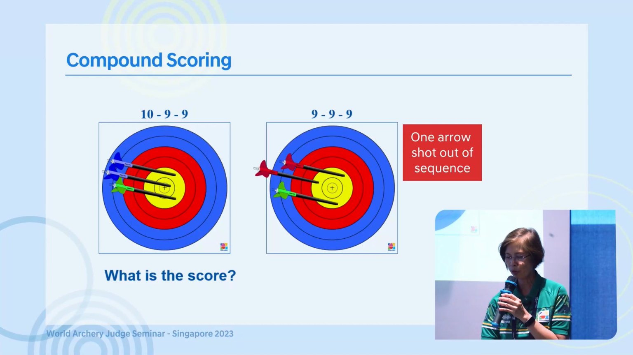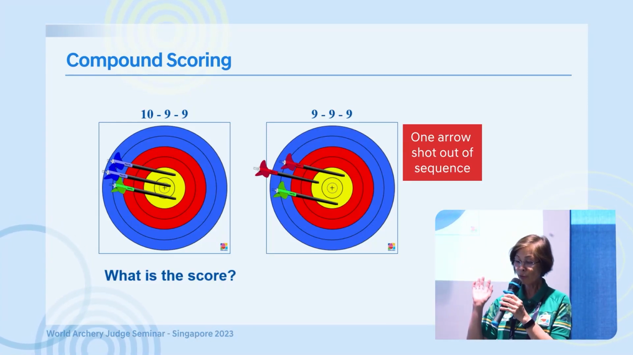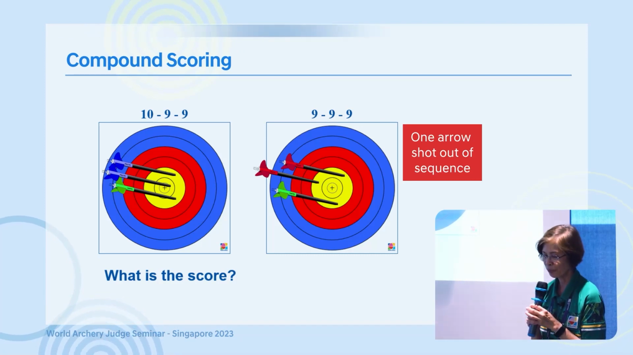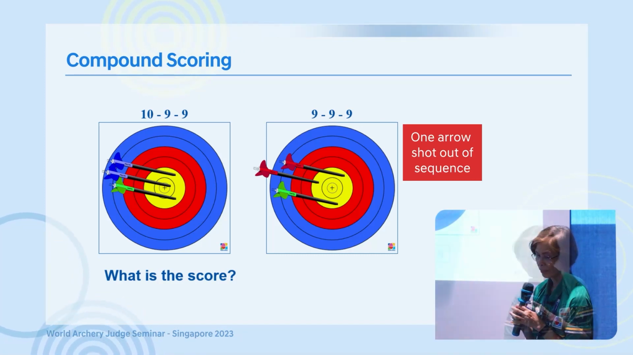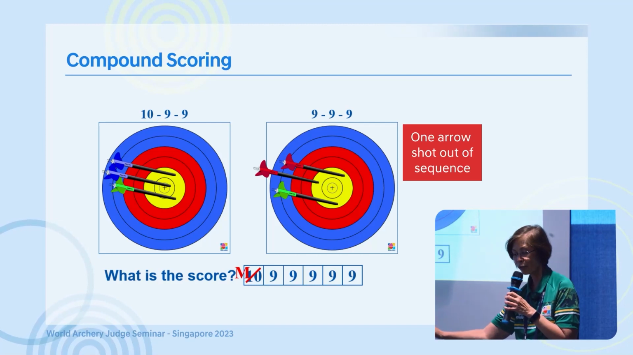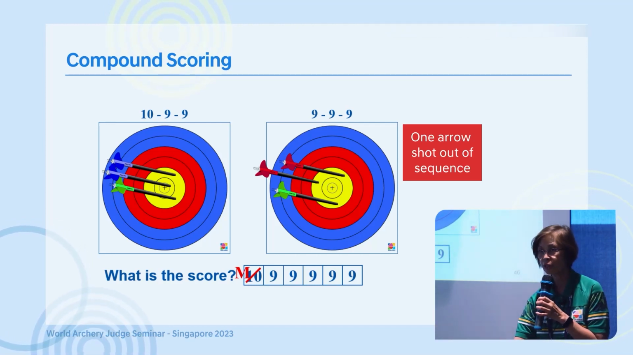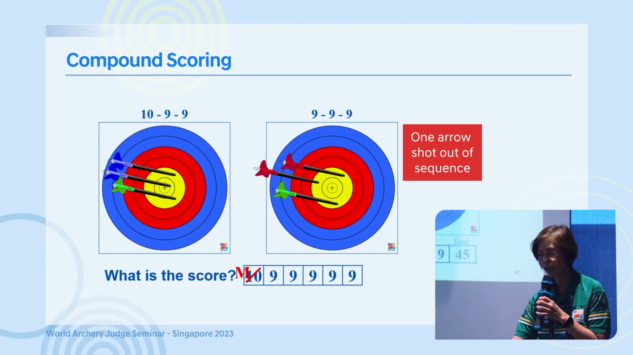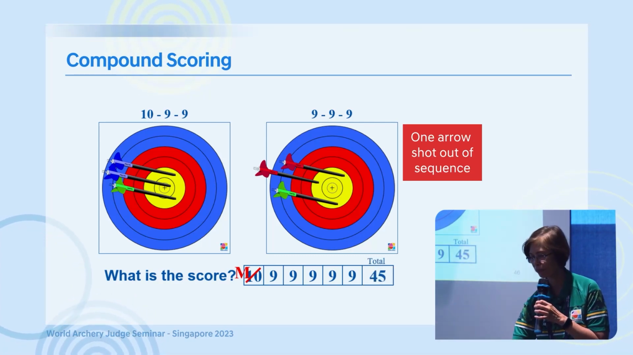Okay, next example. So 1 arrow is shot out of sequence. So what's the score? Okay, so you write down the score there and then you deduct the high scoring arrow and make it an M.